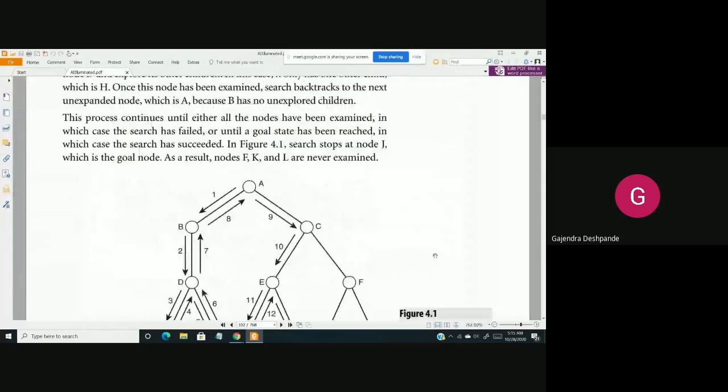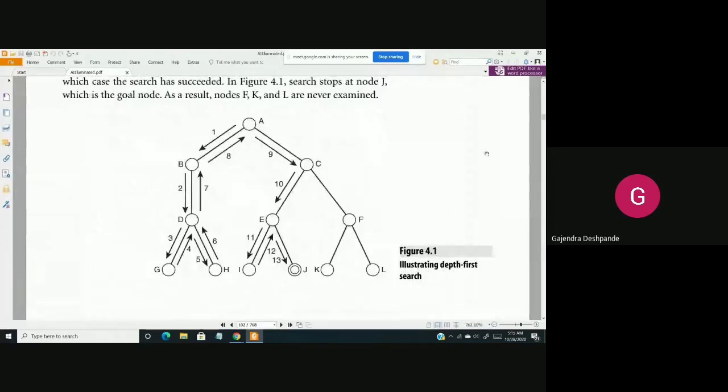So you can see here, this is figure 4.1. You have a tree diagram here. Starting from root node A, you have to reach goal node J. Okay. So how will you identify goal node J? See the leaf nodes, and one of the leaf nodes is circled using two circles. That means J is double circled here. So J is a goal node, others are not goal nodes.